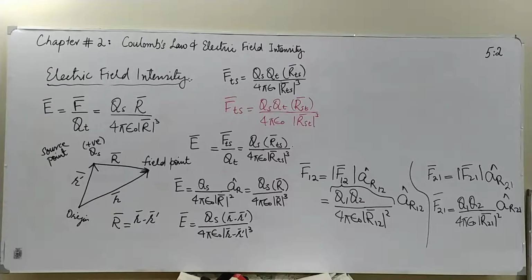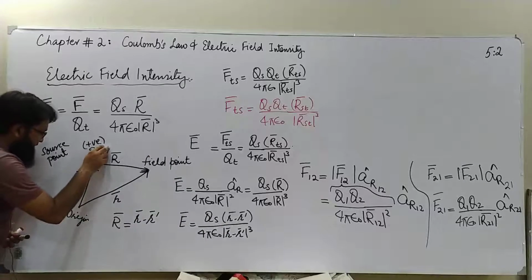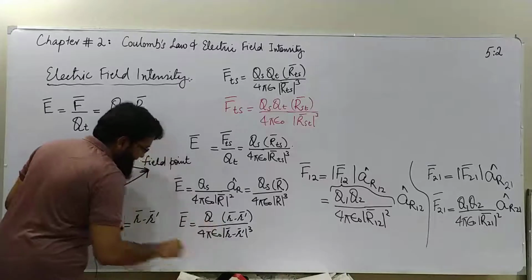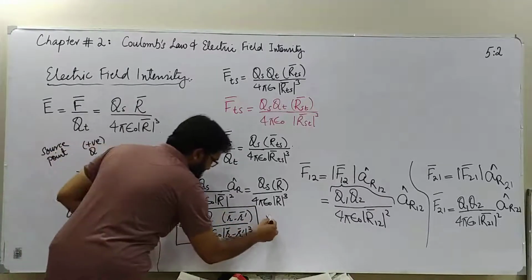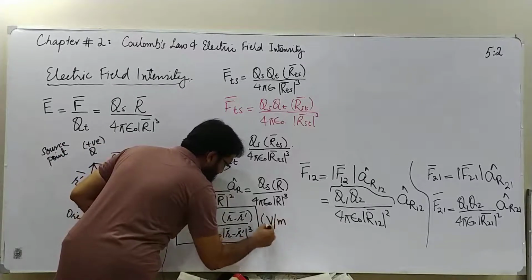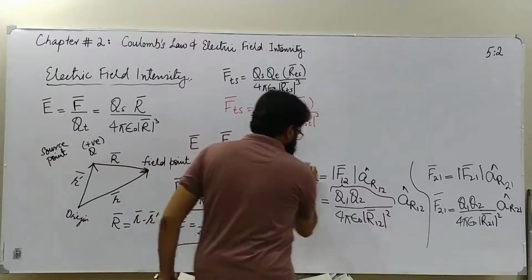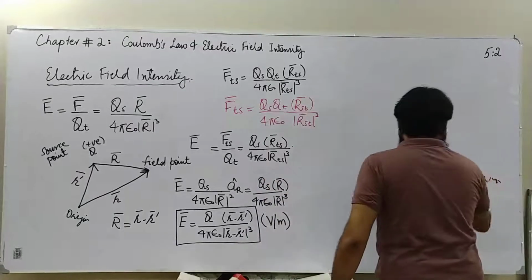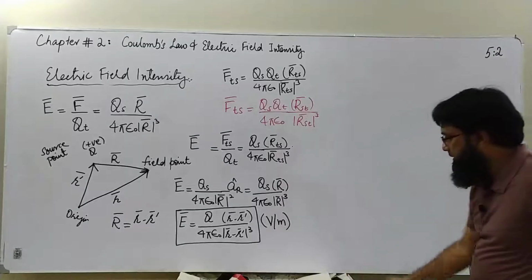If I want to get rid of this s, if I represent the source by just Q, I would have to get rid of this as well. So this is the formula for finding electric field intensity, and we always measure electric field intensity in volts per meter. I hope it's clear. It should be clear to you now.